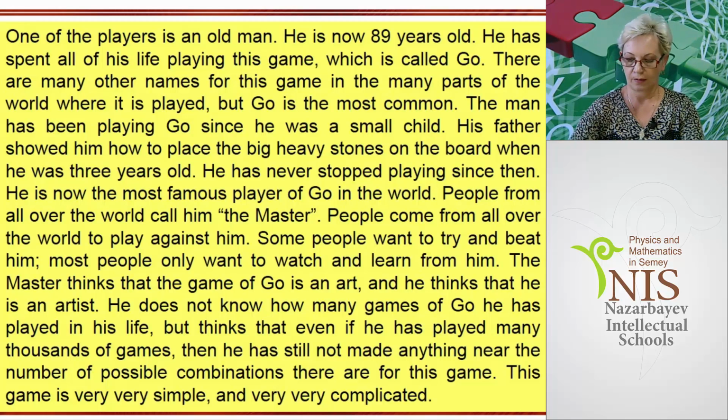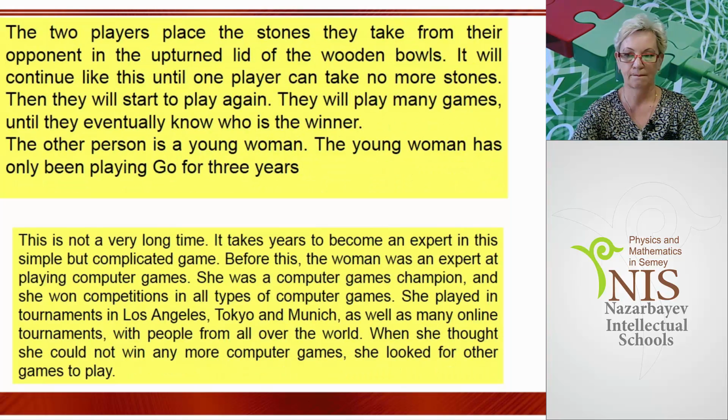He does not know how many games of Go he has played in his life, but thinks that even if he has played many thousands of games, he has still not made anything near the number of possible combinations there are for this game. This game is very, very simple and very, very complicated. The two players place the stones they take from their opponent in the upturned lid of the wooden bowls. It will continue like this until one player can take no more stones. Then they will start to play again. They will play many games until they eventually know who is the winner.